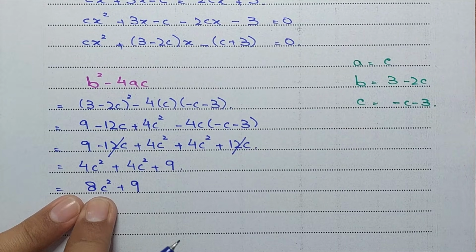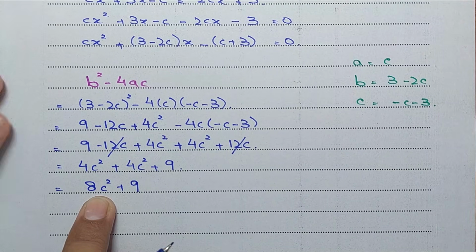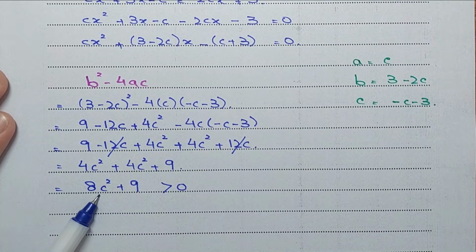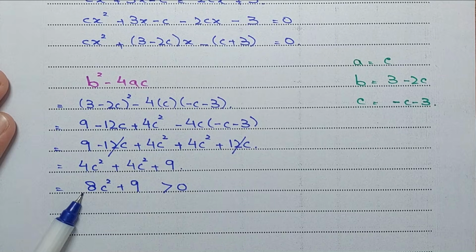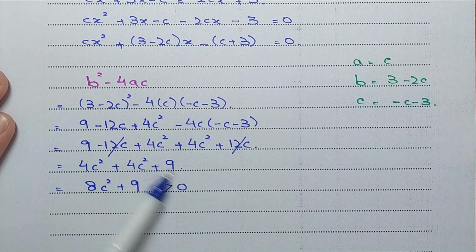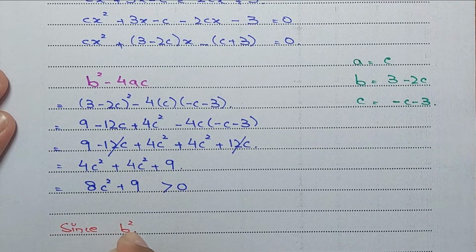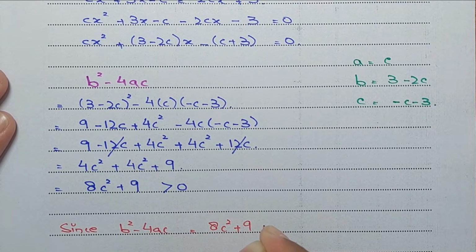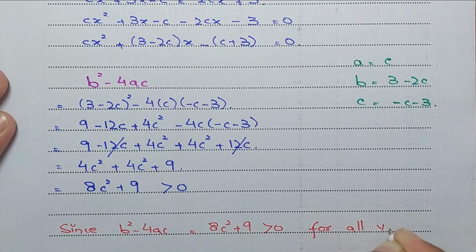So as you can see, whether the value of c is 0, positive, or negative, this whole expression is always greater than 0, because c is squared and multiplied with 8 and added to 9, so this expression is always positive. So we can say b square minus 4ac, which equals 8c square plus 9, is greater than 0 for all values of c.